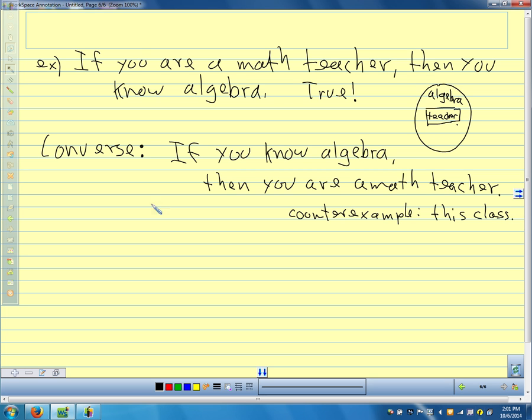And our Venn diagram, if we drew a Venn diagram for the converse, our two things would just switch places. So we would have algebra and math teacher. And this is not necessarily true. All right, let's form the inverse.